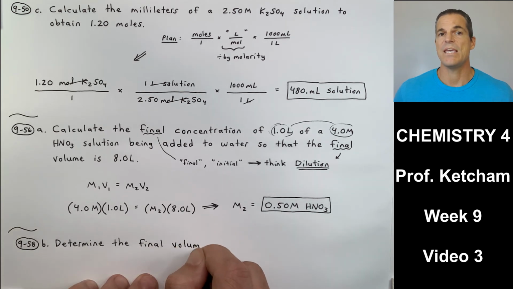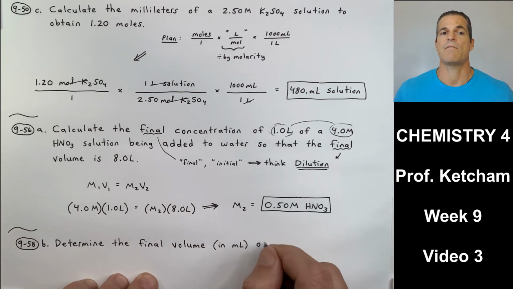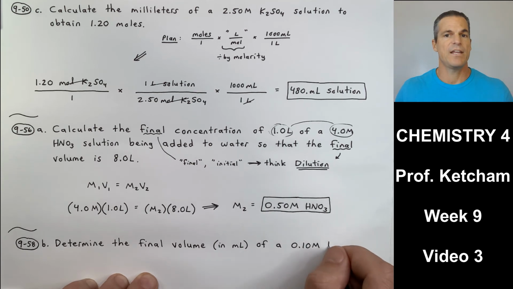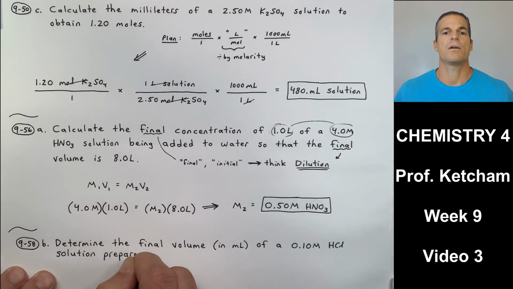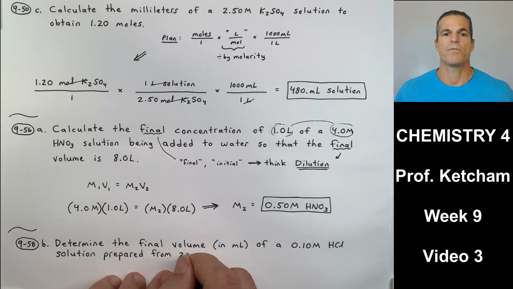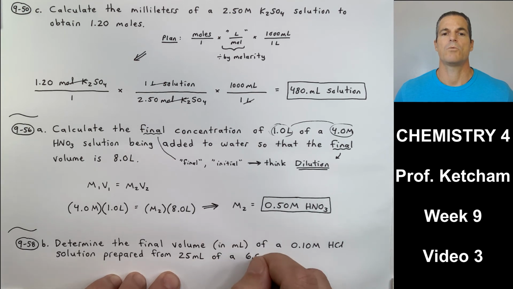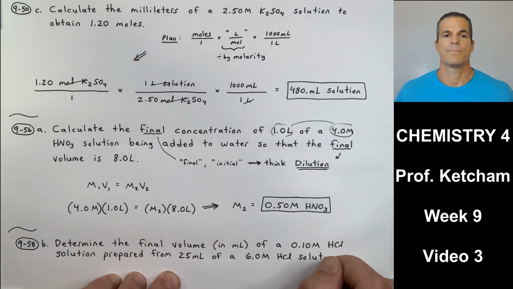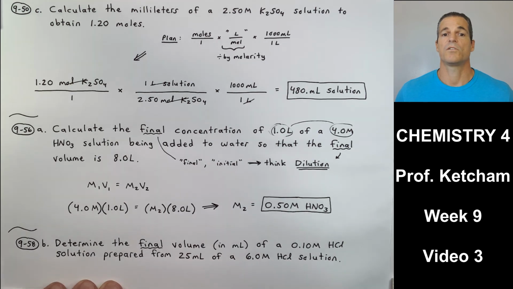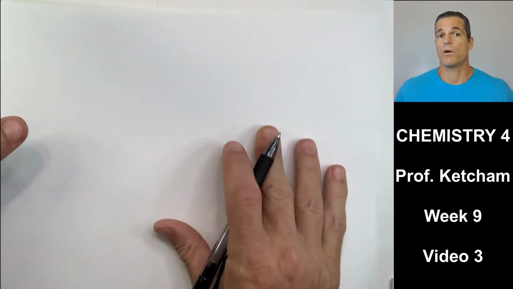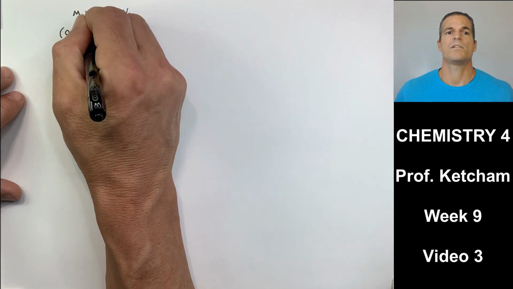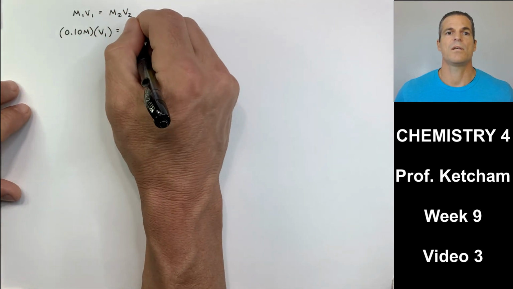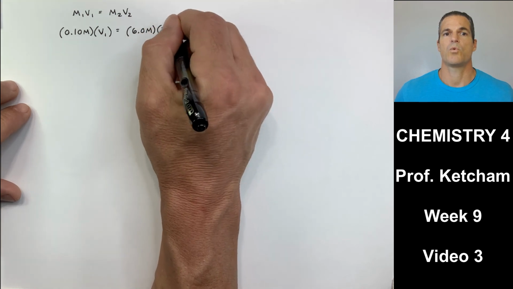All right, 58B looks like it might be another dilution, even though they haven't even written the problem. Determine the final volume in milliliters of a 0.10 molar HCl solution prepared from 25 milliliters of a 6.0 molar HCl solution. All right, so what to do here? Well, the 25 is grouped with the 6, so there's my either M1V1 or M2V2, it doesn't matter. M1V1 equals M2V2. I got 0.10 molar times V1, my unknown, equals 6.0 molar times 25 milliliters.